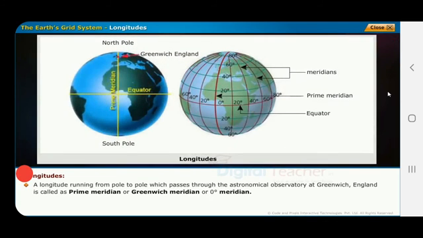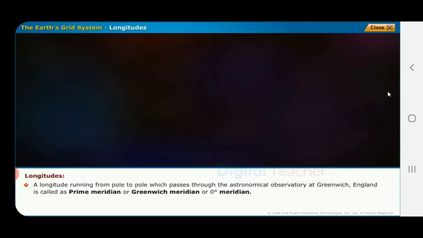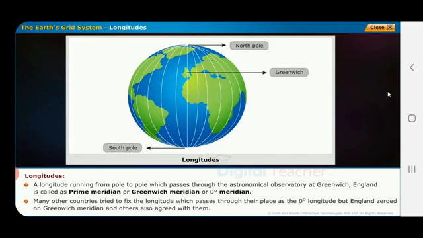A longitude running from pole to pole, which passes through the astronomical observatory at Greenwich, England, is called the prime meridian, or Greenwich meridian, or 0 degrees meridian. Many other countries tried to fix the longitude which passes through their place as the 0 degrees longitude. But England settled on the Greenwich meridian and others also agreed with them.